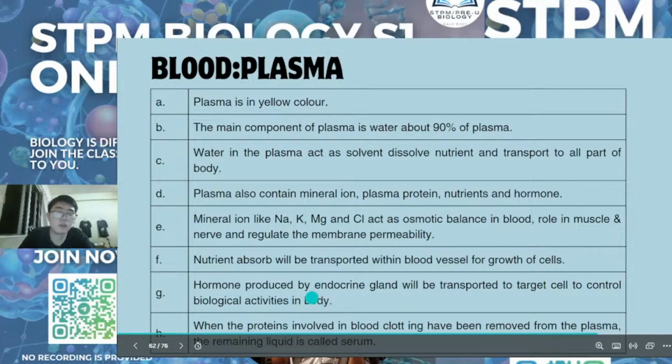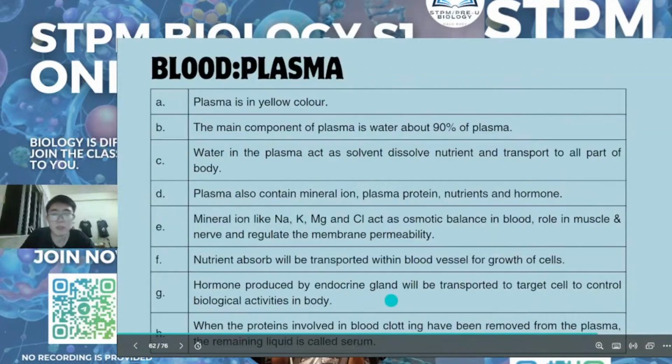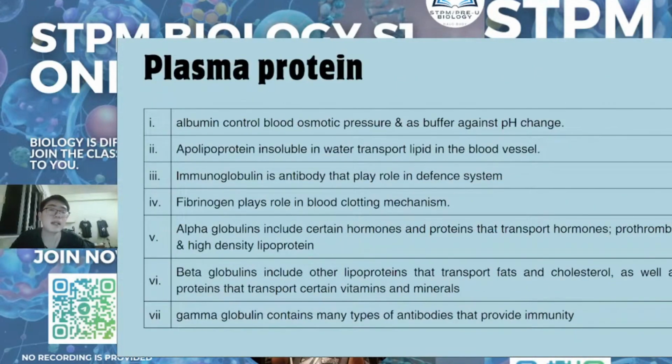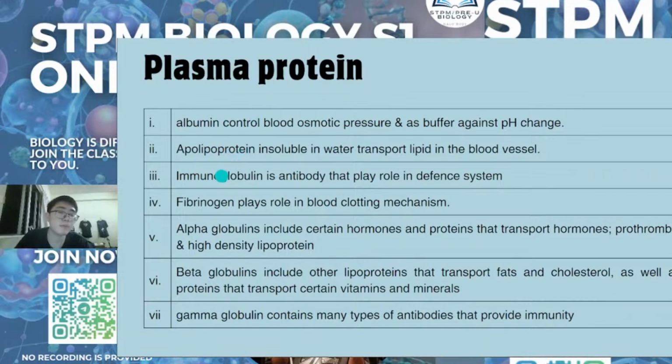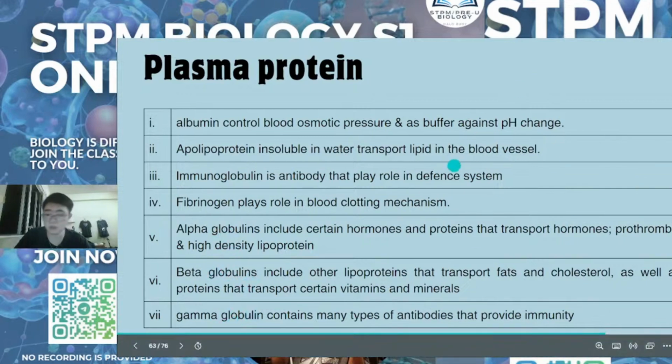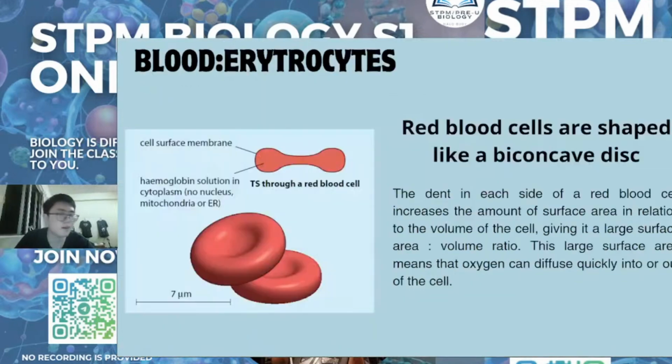And then we also have the proteins that are involved in blood clotting, like fibrinogen. Fibrinogen plays a role in blood clotting, right? So all these are okay. And then this is about the plasma proteins, the types of plasma protein that we have, like albumin, apolipoprotein, immunoglobulin, fibrinogen, globulin, alpha globulin, beta globulin, and gamma globulin. So you can pick this up yourself. You already learned this in SPM.